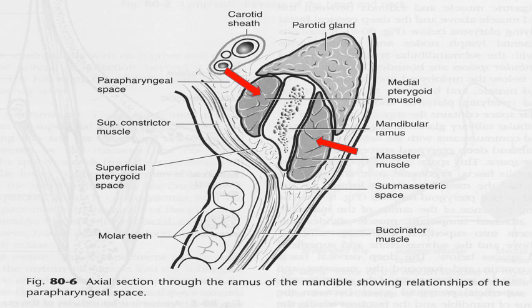And on the other hand, medially, between the medial pterygoid and the medial aspect of the ramus, we have the pterygomandibular space. The third arrow points to the superior constrictor muscle of the pharynx, which forms the lateral wall of the pharynx. And along this muscle, we have the parapharyngeal spaces, the lateral pharyngeal space on the lateral aspect of the superior constrictor of the pharynx, and the retropharyngeal space is the one which is located behind the pharynx.